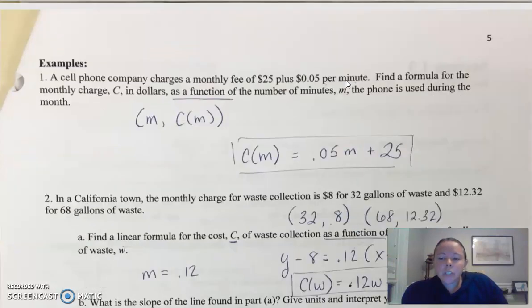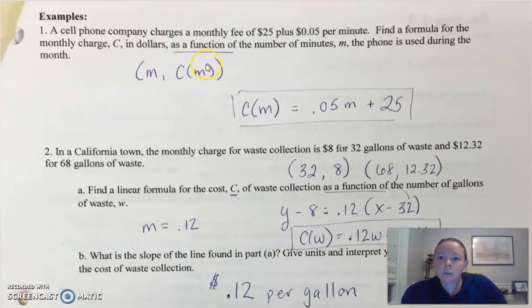All right, so here are some examples. A cell phone company charges a monthly fee of $25 plus 5 cents per minute. Find a formula for the monthly charge C in dollars as a function of the number of minutes M the phone is used during the month.